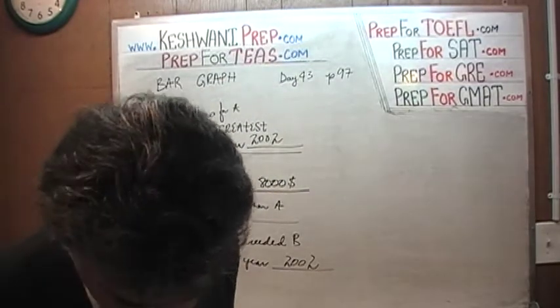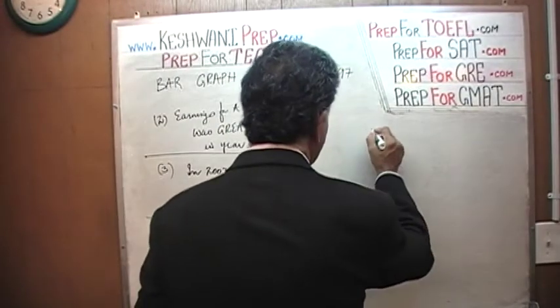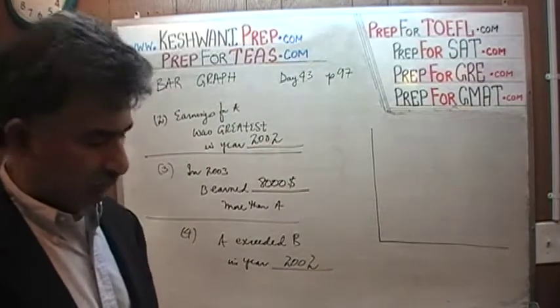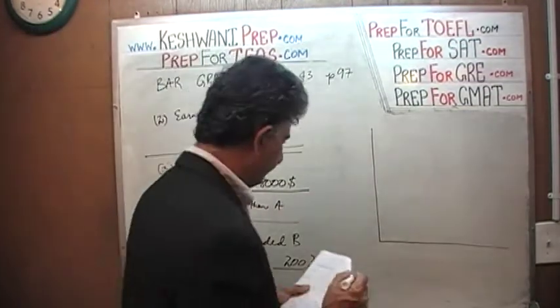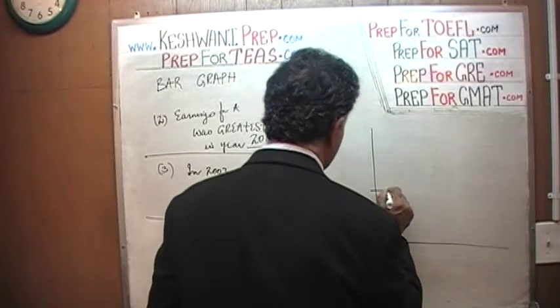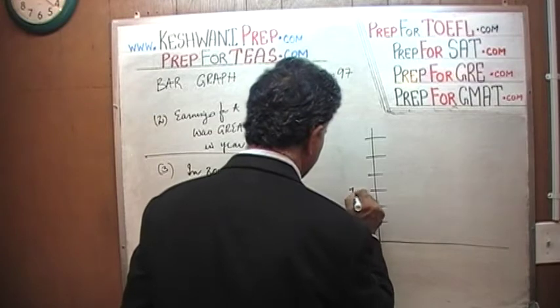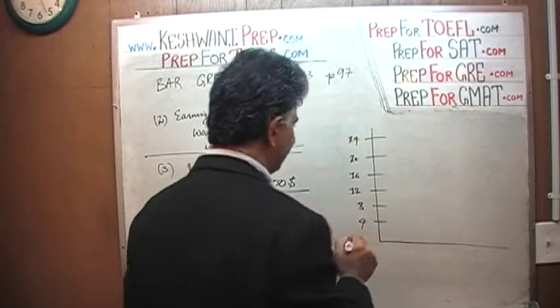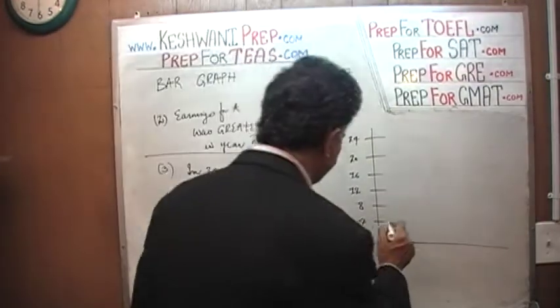The bar graph looks at the water turnout in city A. It goes all the way from 4 through 24. 4, 8, 12, 16, 20, and 24. In 1999, we have 8,000.